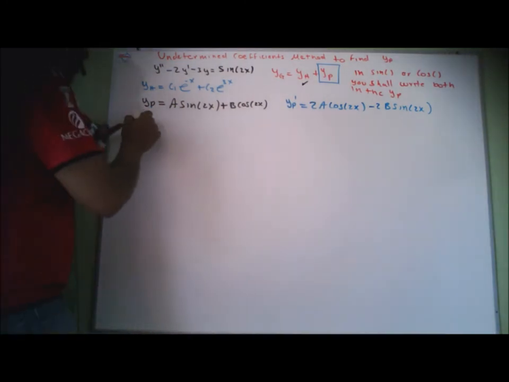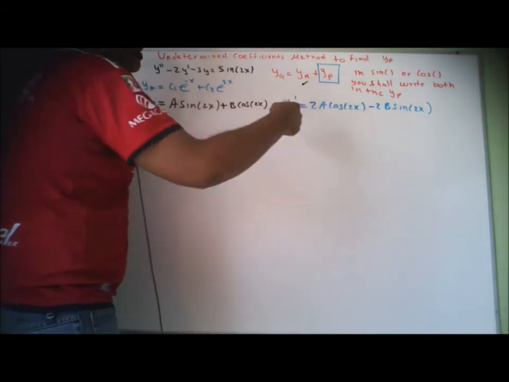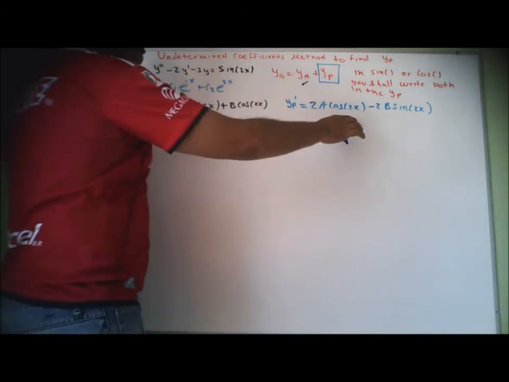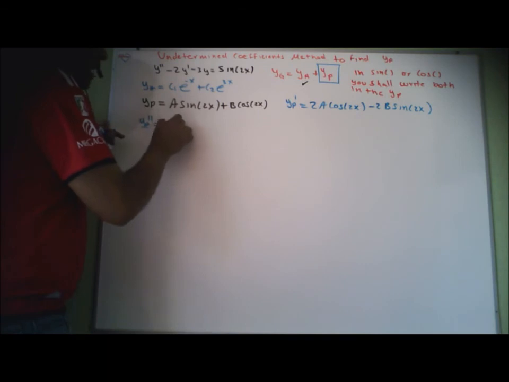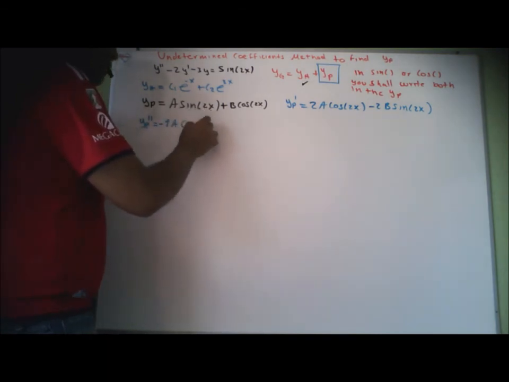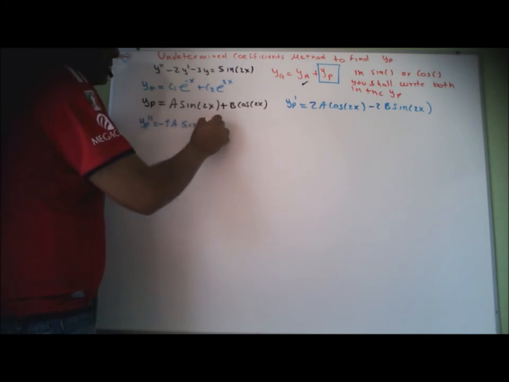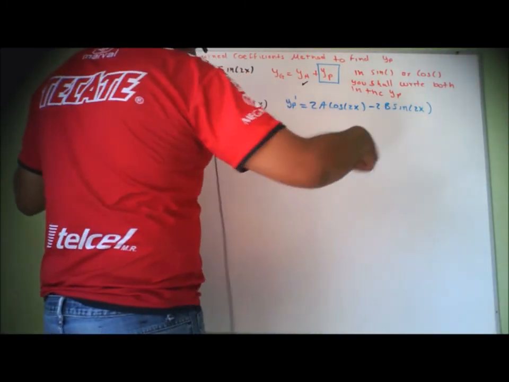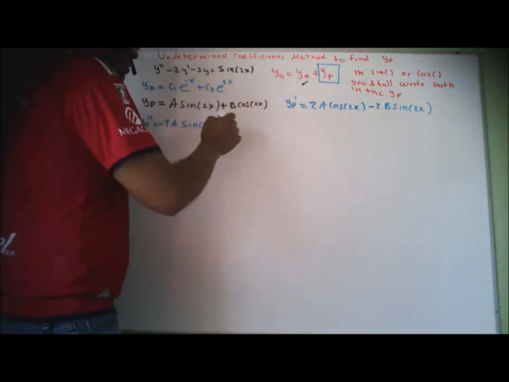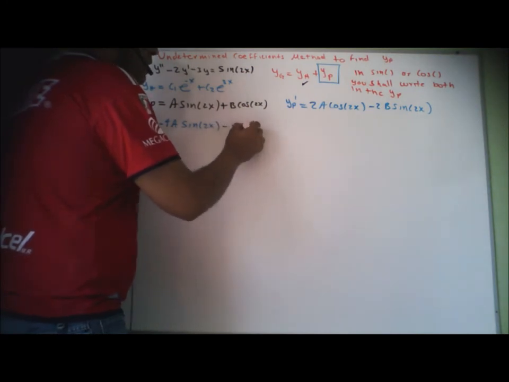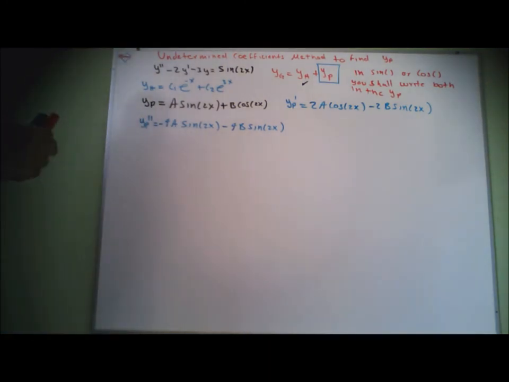And the second derivative is the derivative again of this. The derivative of this cosine is minus the sine times the derivative of 2x, which generates another 2, so that becomes minus 4a, sorry, sine of 2x. Now the derivative of this sine is the cosine times the derivative of 2x, another 2, so that becomes minus 4b cosine of 2x.